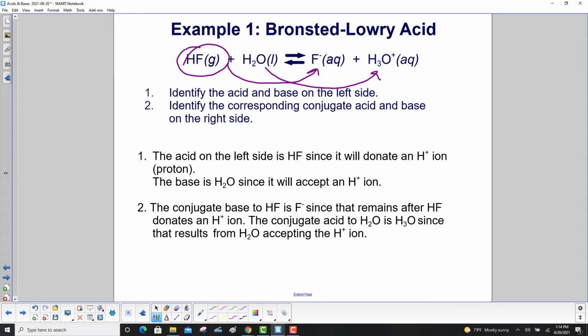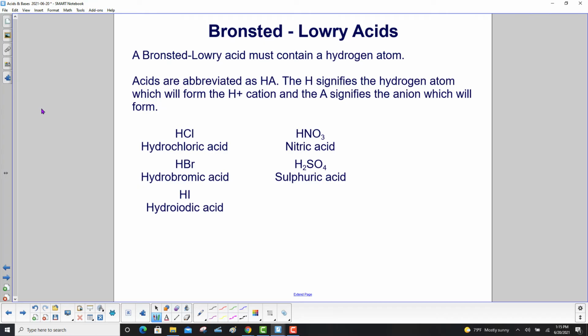A Bronsted Lowry acid must contain a hydrogen atom. Acids are abbreviated as HA. The H signifies a hydrogen atom, which will form the H plus cation, and the A signifies the anion, which will form. So we have hydrochloric acid, hydrobromic acid, hydroiodic acid, nitric acid, and sulfuric acid.